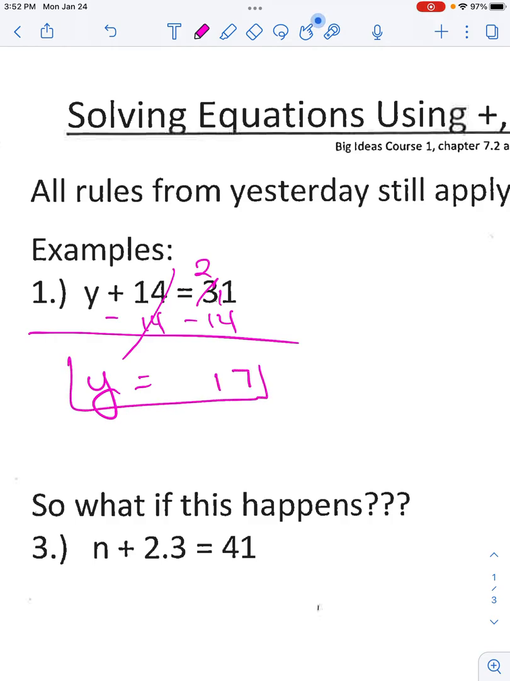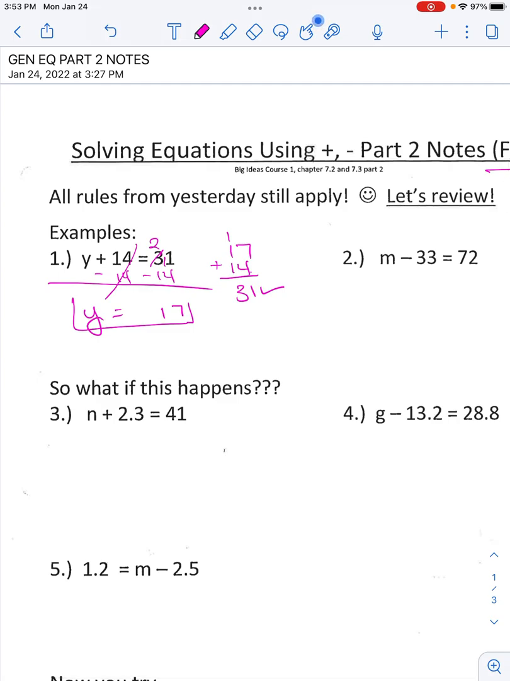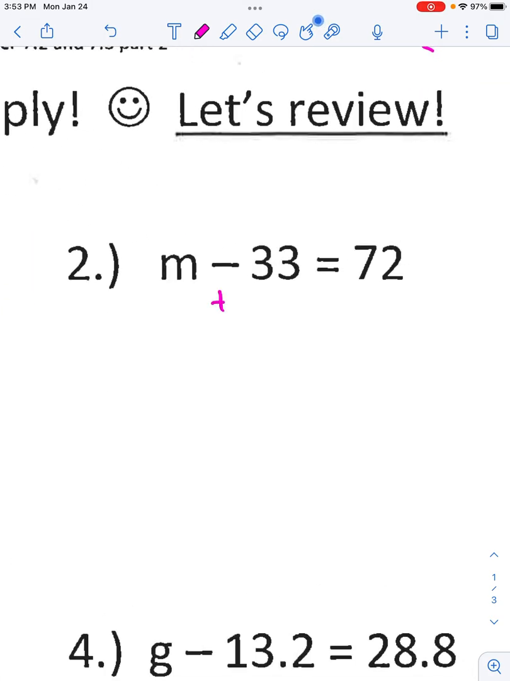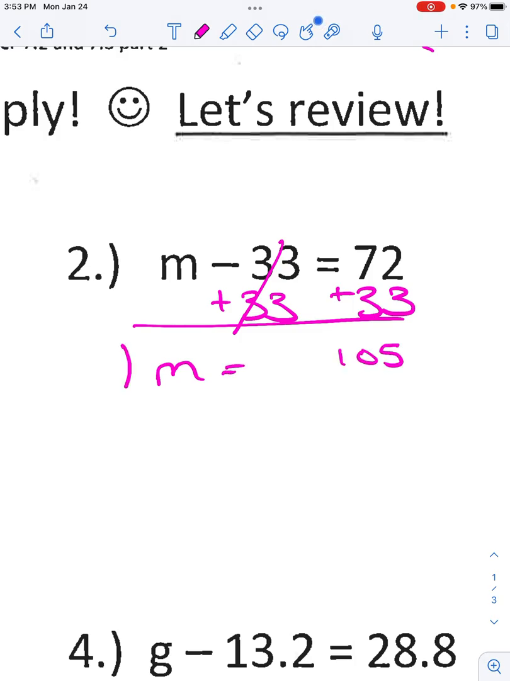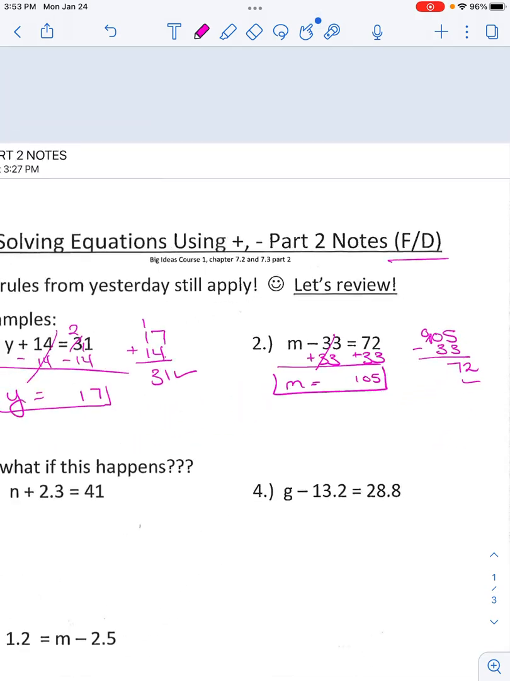So we'll have y is 17, and then remember that we're going to substitute 17 back in for y and check our work. And it does check out. Number 2 is subtraction, so you would do the inverse and add 33 to both sides to get m by itself. To get 105, and then we're going to put 105 back in for m, subtract 33, and make sure that it's 72. Okay, so it checks out.